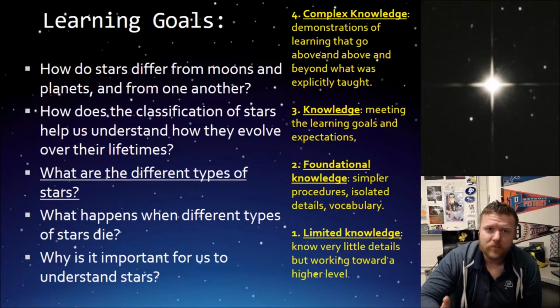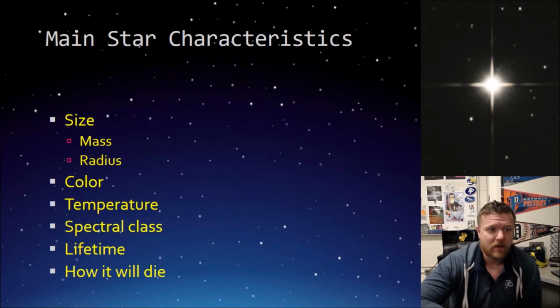Now that we know why it's important to study stars, because that's where we come from, let's take a look at some of the different types of stars that are out there. When we are looking at stars, there are certain things that it is important to know about them, certain characteristics that astronomers want to know.